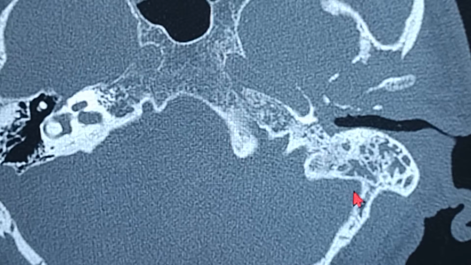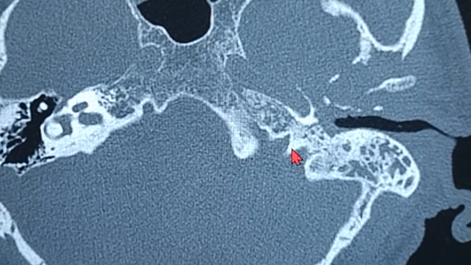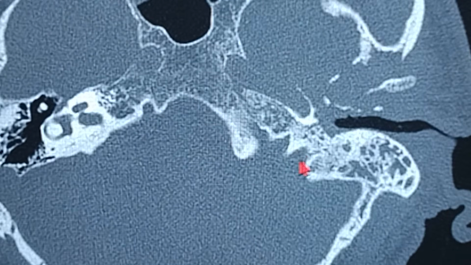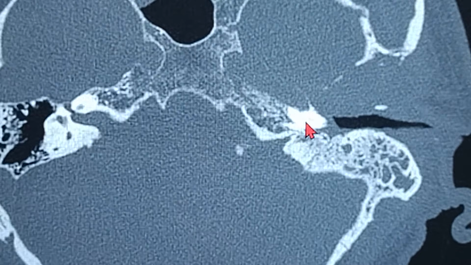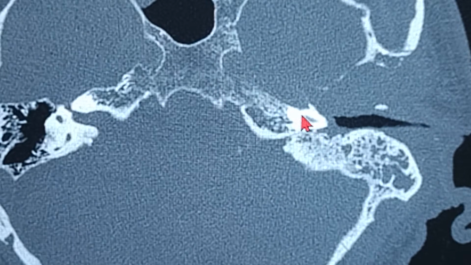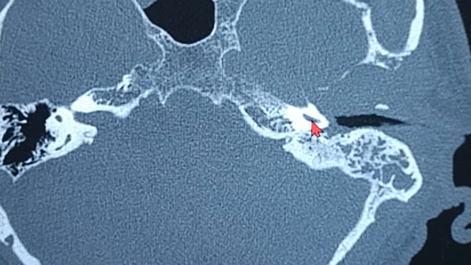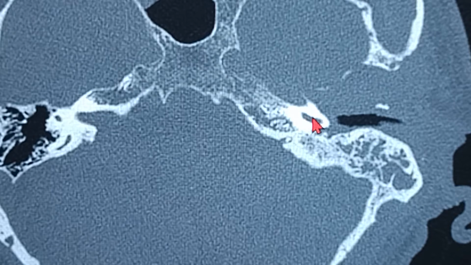This is the sigmoid sinus area on the left. This should be the area of the jugular bulb right there, and you can see that's the promontory over there. That's the horizontal part of the ICA. That's the cochlear aqueduct. We should be seeing the basal turn of the cochlea in some time. So this is the basal turn of the cochlea right there.